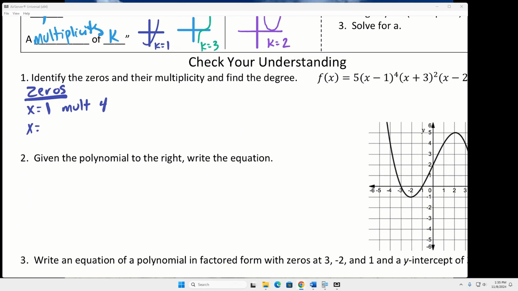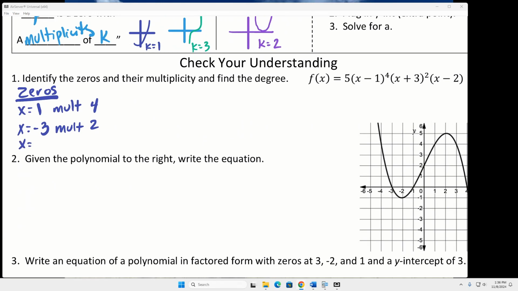All right. The next factor gives you another 0. So write down what you think the 0 or x-intercept is from x plus 3. Make sure you change the sign, so it should be -3. And what do you guys think about the multiplicity of it? Yes, good. All right, and the last 0 is going to be 2. And what is the exponent if you don't see it? 1, good. All right, so that was the first part, to give the zeros and the multiplicity.